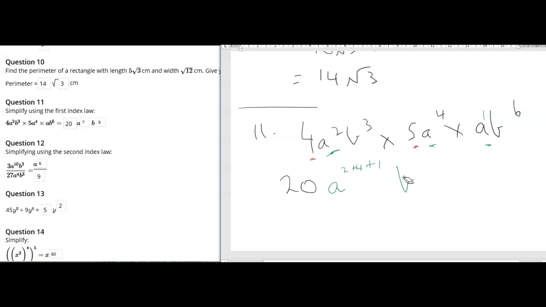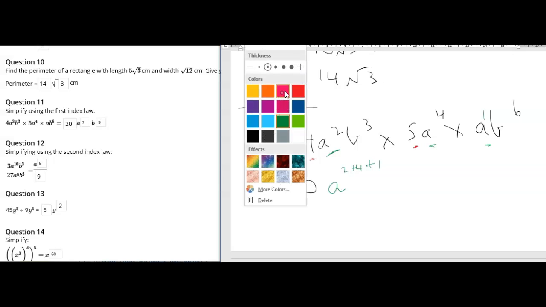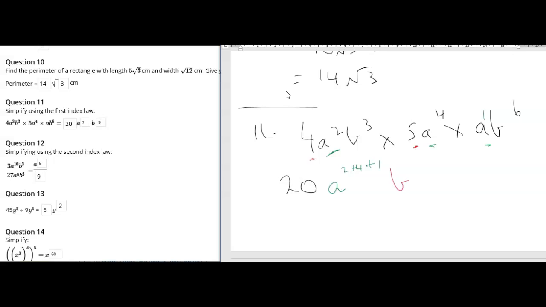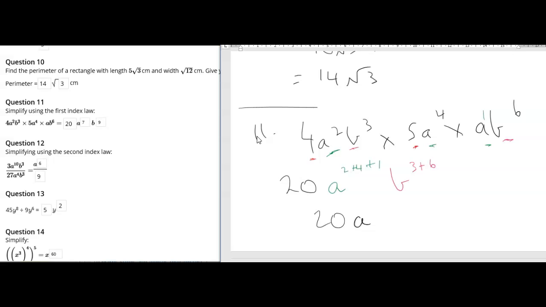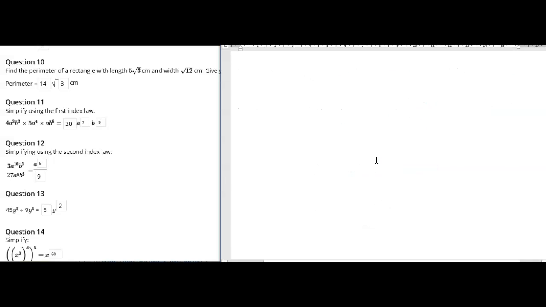Actually, I'm going to do b in a different color. Let's do pink. Okay, so then we've got b. We've got a b here and just a b here. So b to the power of 3 plus b to the power of 6. And then let's just bring everything together. So I'll get my black pen back. So what do we have? 20, a to the 2 plus 4 plus 1 is 7. And then b to the power of 3 plus 6 is 9. Next page.